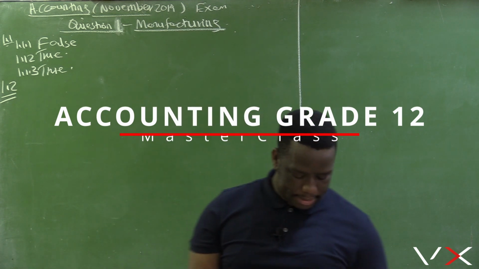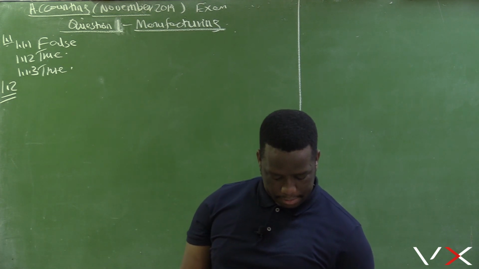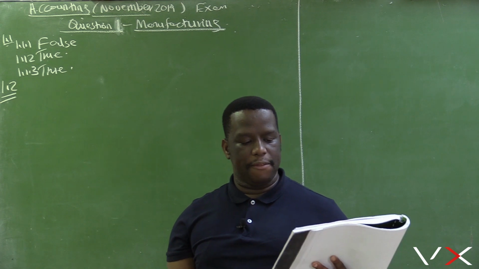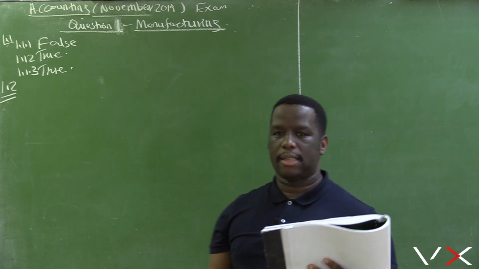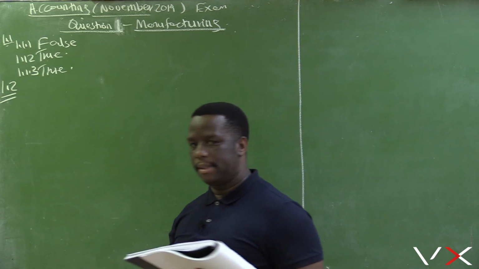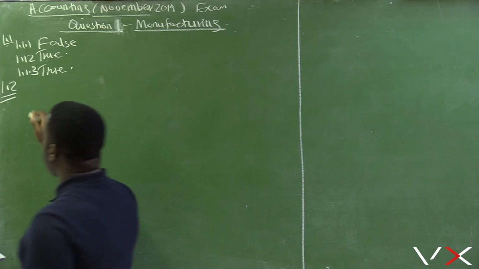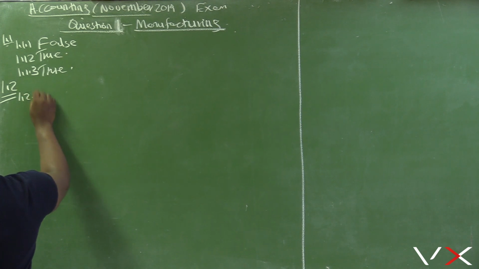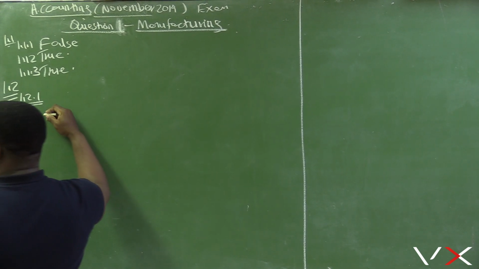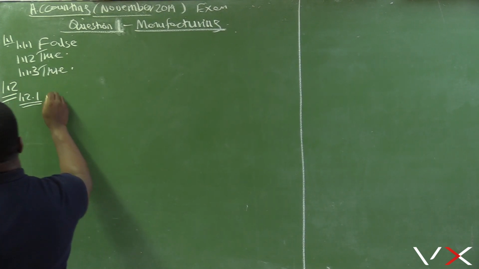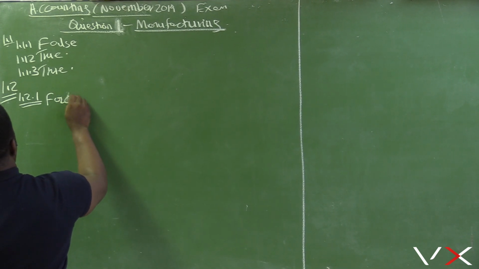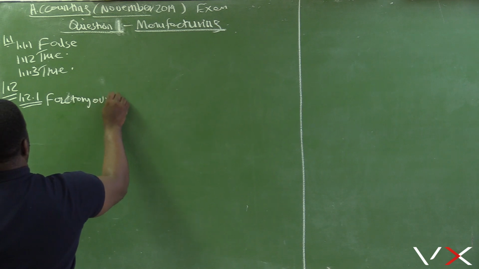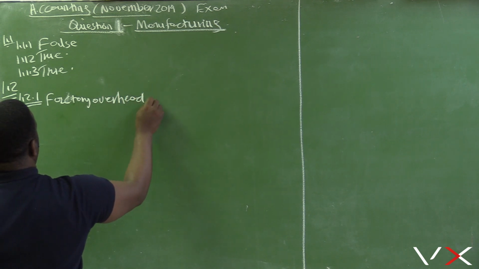1.2 Desks factory. Complete the factory overhead cost note for 8 marks. That is 1.2.1, the factory overhead cost note.